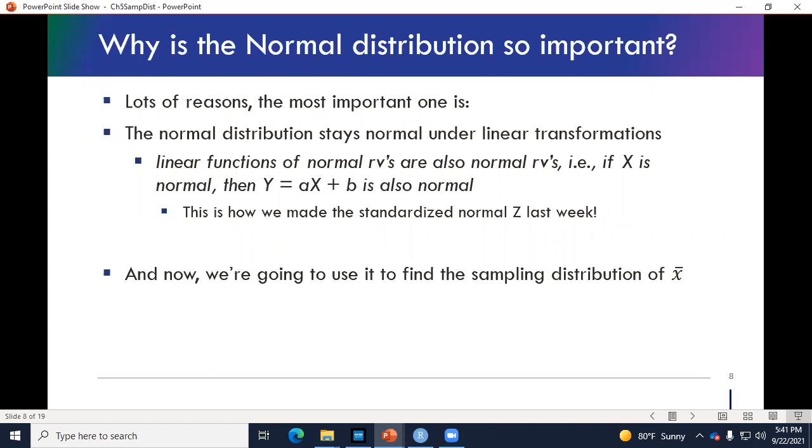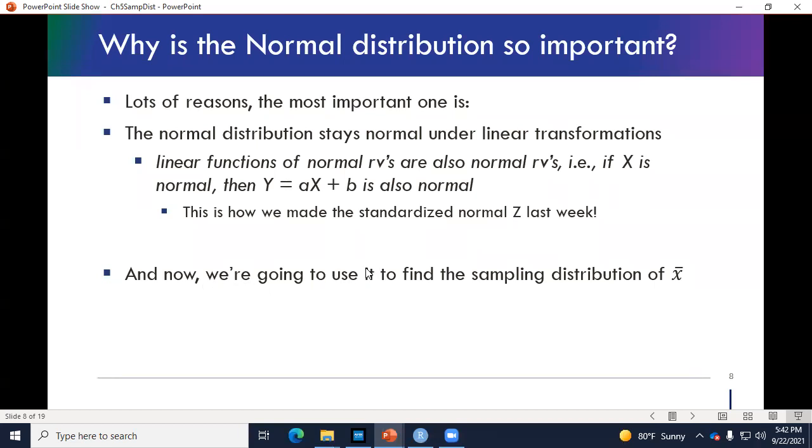Now, why is the normal distribution so important? There are lots of reasons why we talk about the normal distribution so much, and the most important one is that if you take a linear function of a normal random variable, for example, if x is normal and you do a linear function of this x, then this y is also normal. This is how we made the standardized normal z last week.